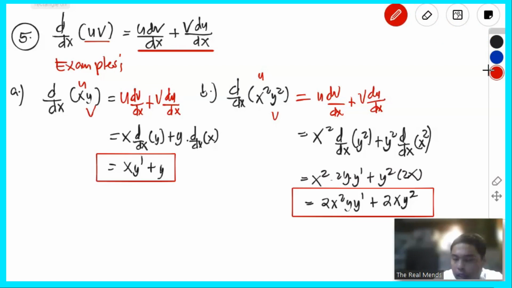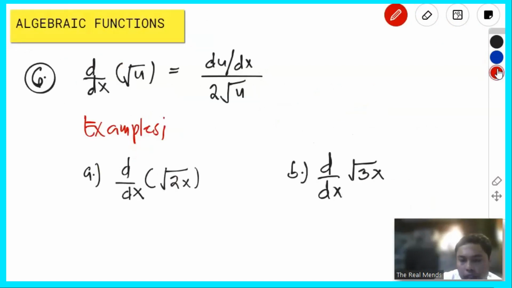Okay, let's proceed to formula number 6. This one, get the derivative of square root of u with respect to x. So the formula is just get the derivative of this variable u, that's du over dx, over 2 square root of u. And then we have an example, get the derivative of 2 square root of x. So from here, our u is 2x. To get the derivative, that is just 2.